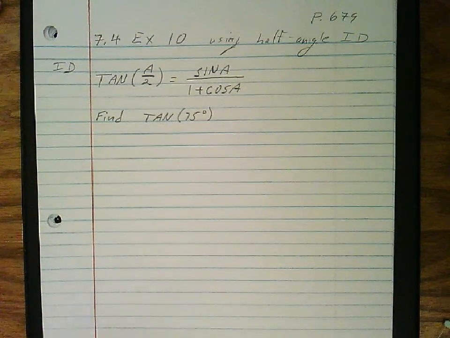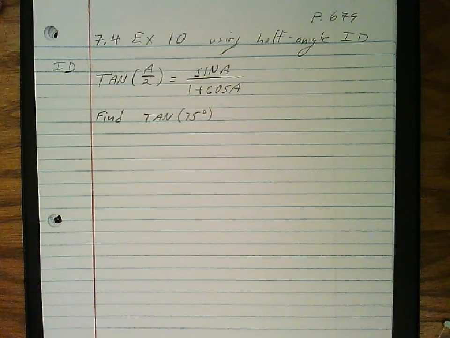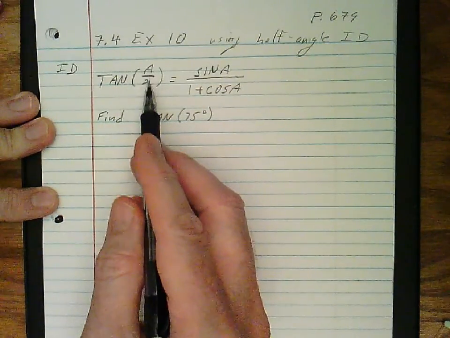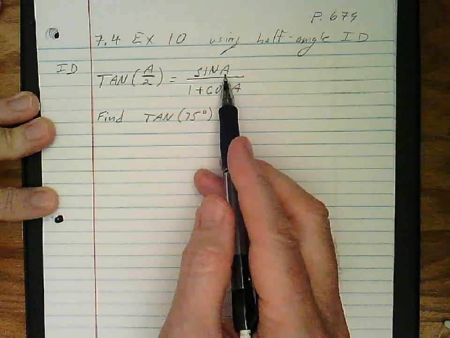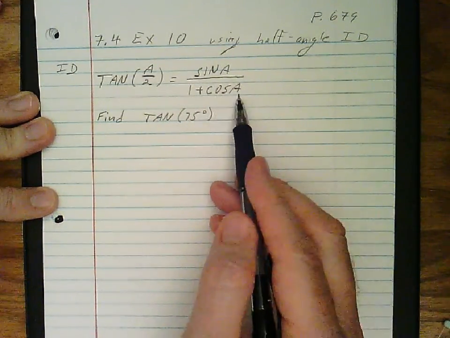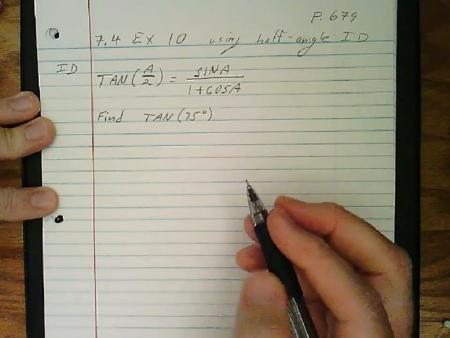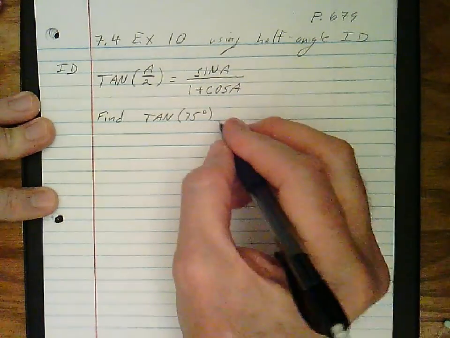This is to complement 7.4 example 10, using half angle identities to find exact values, and we're doing this for tangent. So the tangent of an angle divided by 2, the formula equals sine A over 1 plus cosine A. As long as you know A and have it memorized, you can do this. So we're going to find the tangent of 75 degrees.